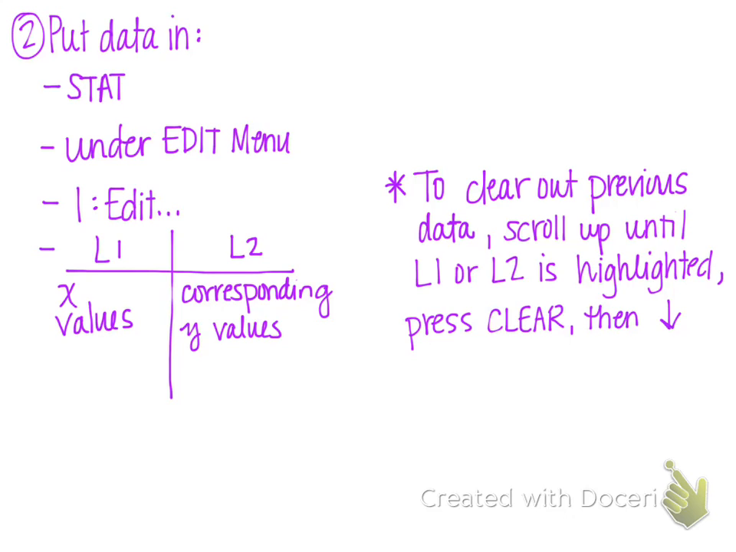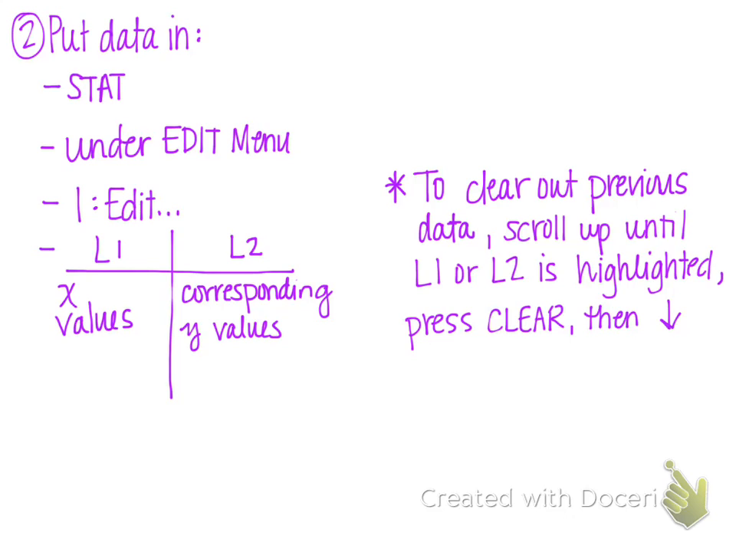And then you have two lists. You have L1 and you have L2. So for L1, you're going to put the X values, and for L2, you're going to put the corresponding Y values. Now, you need to make sure you put in your data correctly, because if you don't put your data in correctly, you will not get the correct linear model.